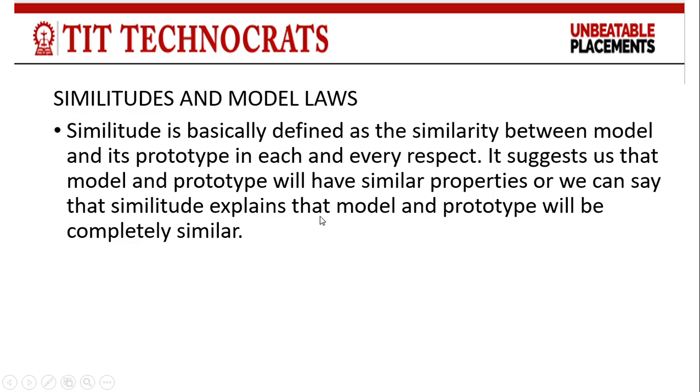Now based on this, we can derive certain model laws. Now there is a principle of similitude. Similitude is basically defined as the similarity between model and its prototype in each and every aspect. It suggests that the model and prototype will have similar properties, or we can say that similitude explains that model and prototype will be completely similar.